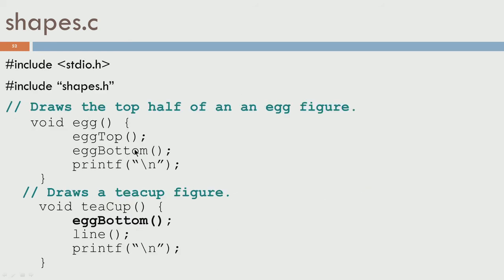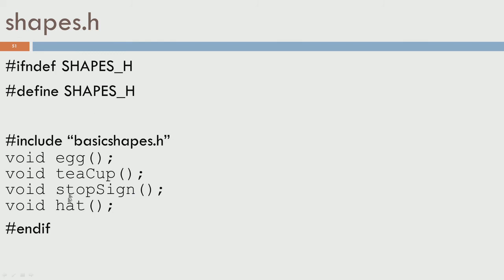So, now we have 4 files, basic shapes.h, basic shapes.c, shapes.h and shapes.c, right. So, shapes.h has only the declarations, it also includes basic shapes.h and so on. So, now we have 4 files, you cannot compile just one file now, you have to create what is called a project. I will show you how the project is done in the demo.